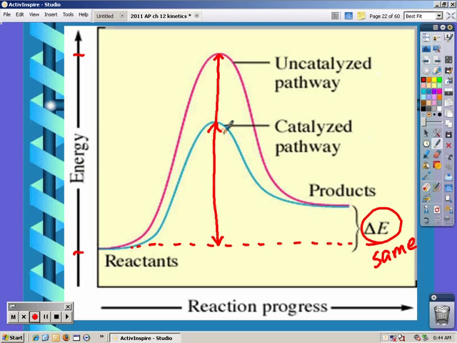If you notice, for the catalyzed, it's only from there to there, in which case it has a much lower activation energy. But where we start and where we end is still the exact same.